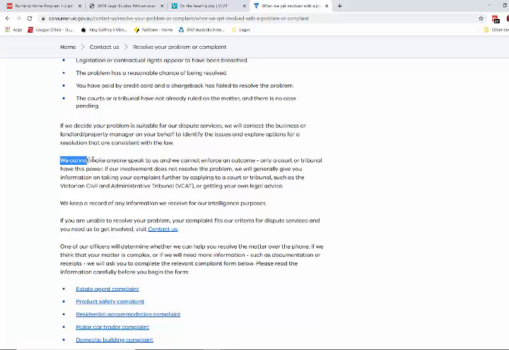We cannot make anyone speak to us and we cannot enforce an outcome. Only a court or tribunal have this power. If our involvement does not resolve the problem, we will generally give you information on taking your complaint further by applying to a court or tribunal, such as VCAT, or getting your own legal advice.